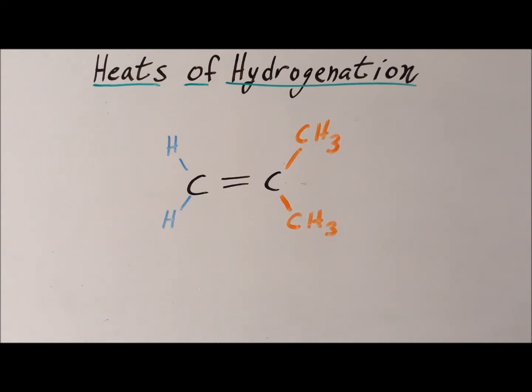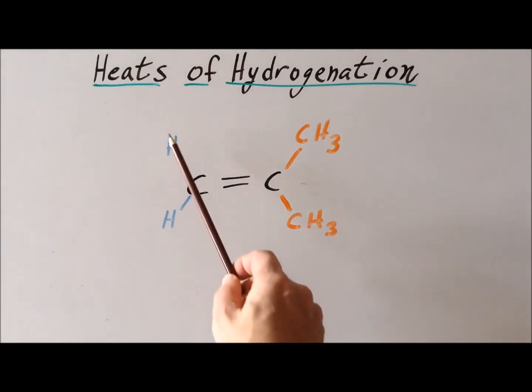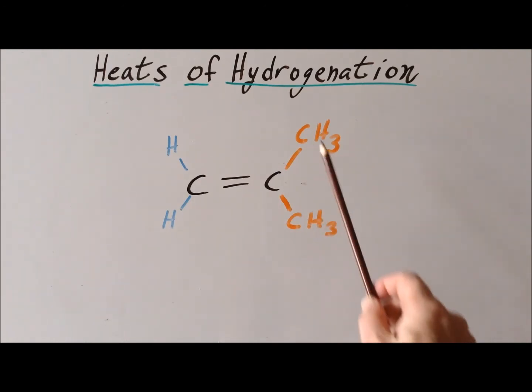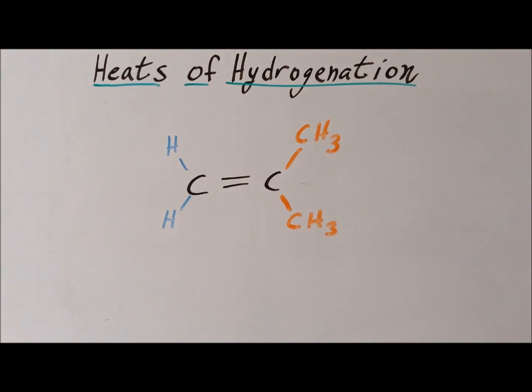Here we have 2-methylpropene. Notice that 2-methylpropene has 2 hydrogen groups attached to the carbon-carbon double bond, but it also has 2 alkyl groups shown in orange. Because it has 2 alkyl groups shown in orange attached to the carbon-carbon double bond, we would predict, and experiments verify, that 2-methylpropene is more stable than either propylene with just 1 alkyl group and ethylene, which has 0 alkyl groups attached to the carbon-carbon double bond.